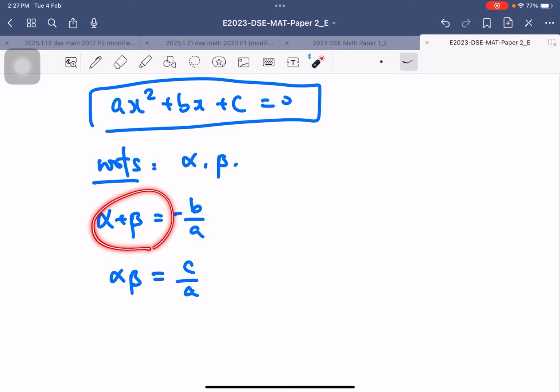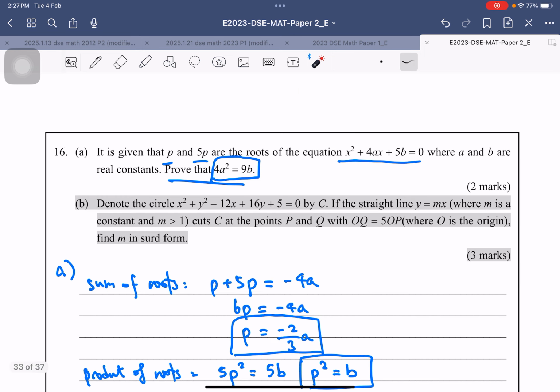Alpha plus beta, the sum of the roots, is negative b over a. Alpha beta, the product of roots, is equal to c over a. These two are okay. So now the roots are p and 5p. The sum of the roots is 6p. 6p should be equal to negative b over a, which is negative 4a over a. So you get this.